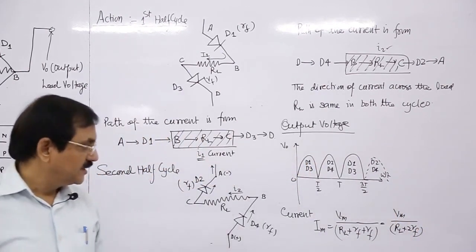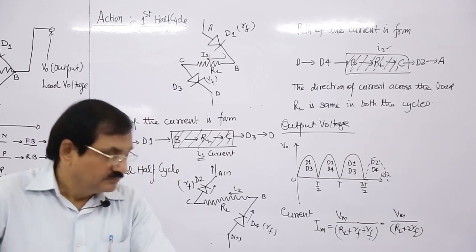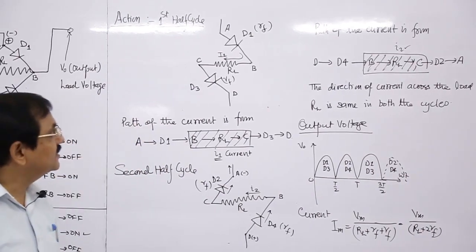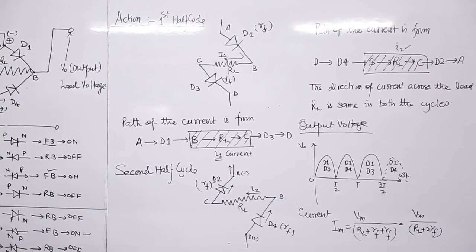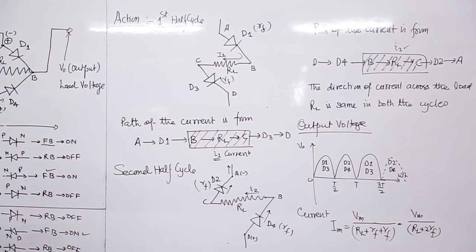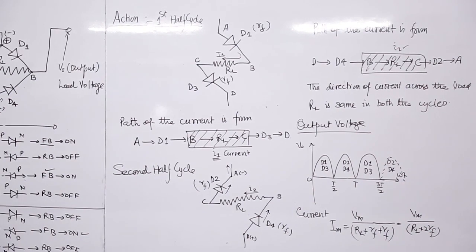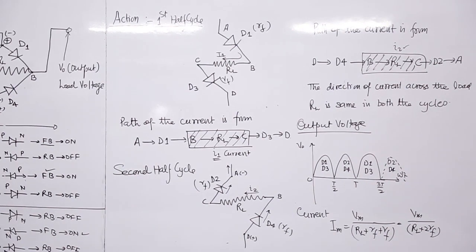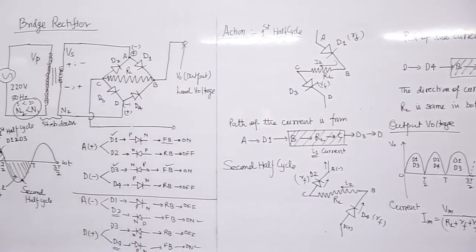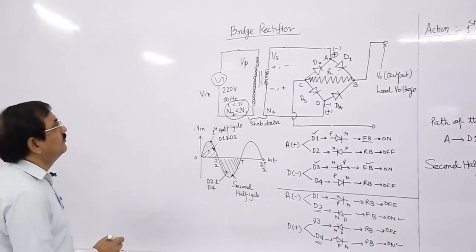This is the current of the circuit, so it is something like this in action. The remaining part is the same as in the case of the full wave rectifier, with a slight change of the resistance in this case. Now, what are the other advantages of the full bridge rectifier?